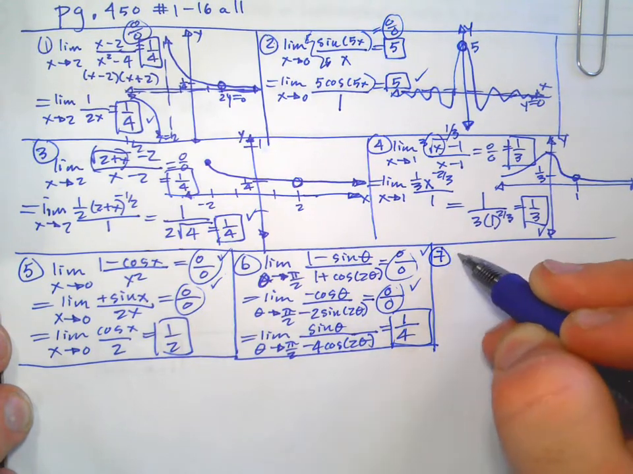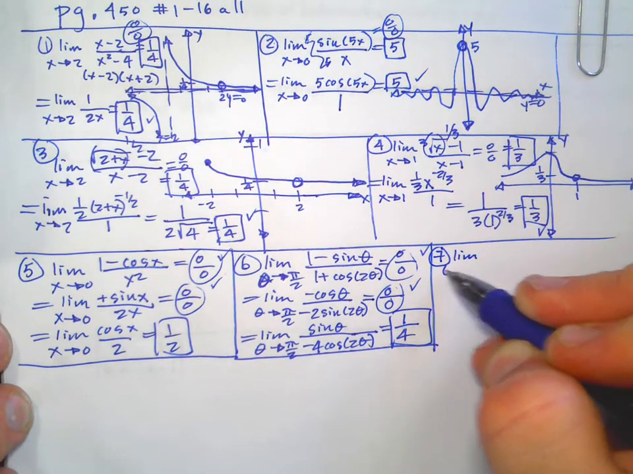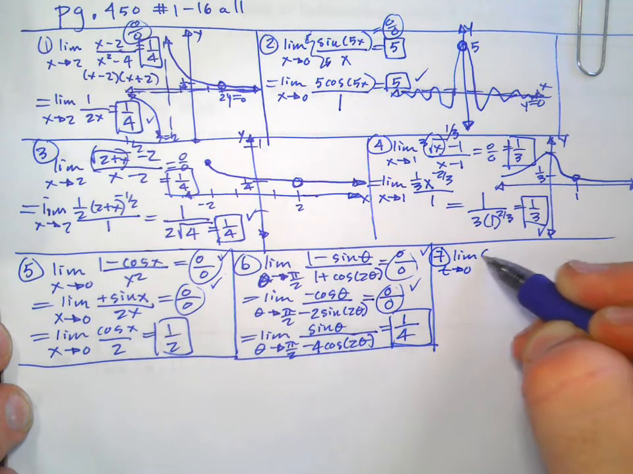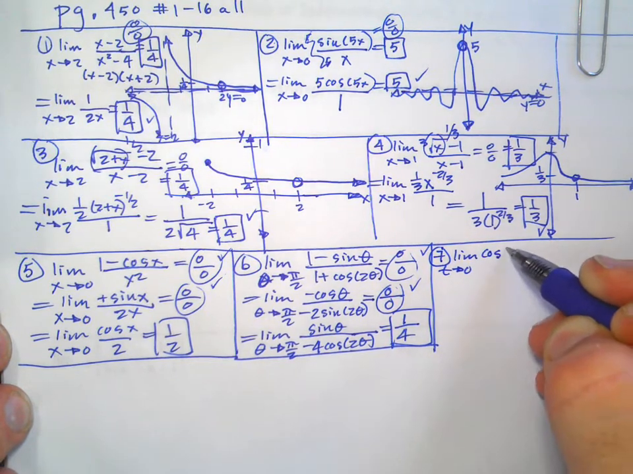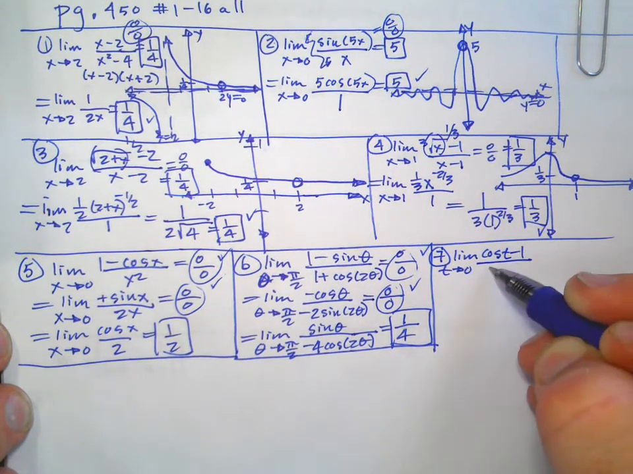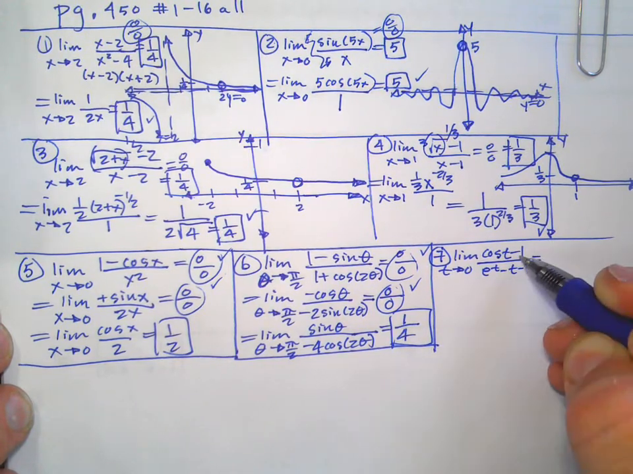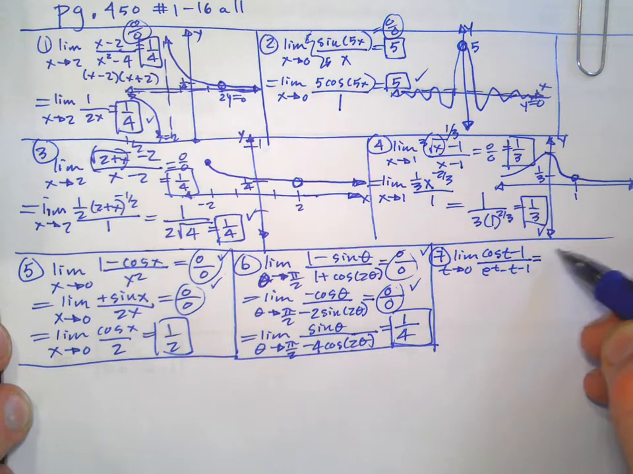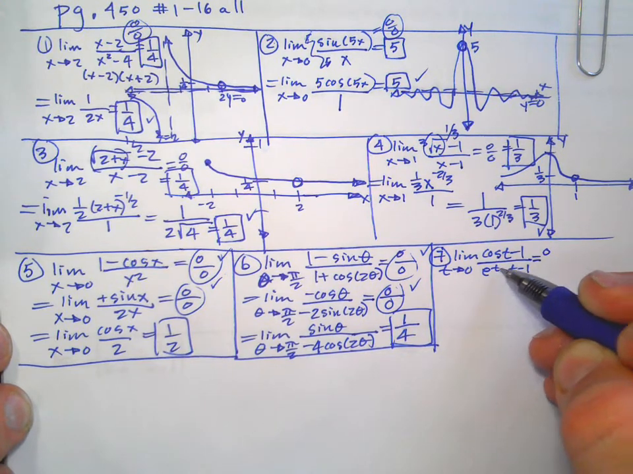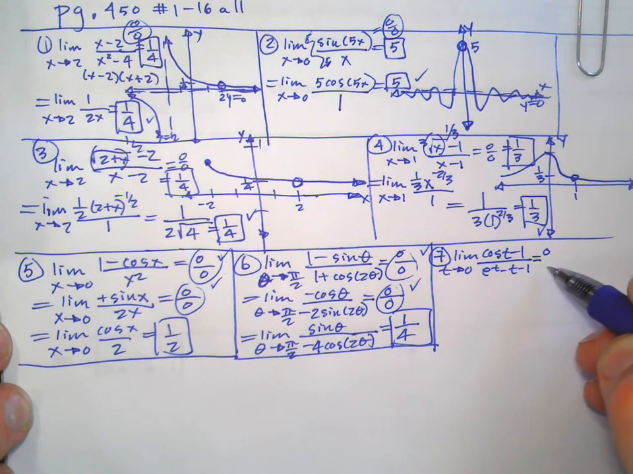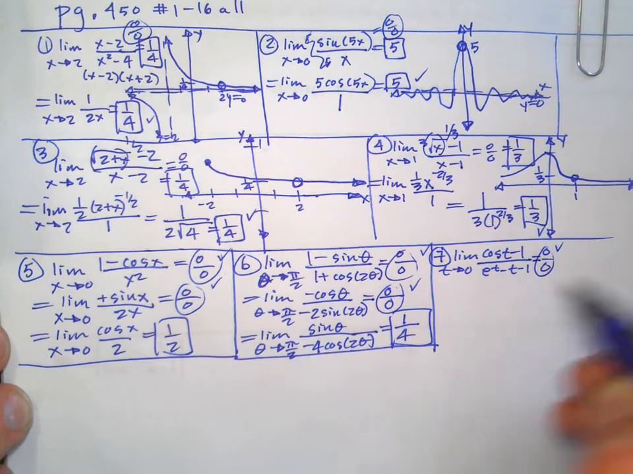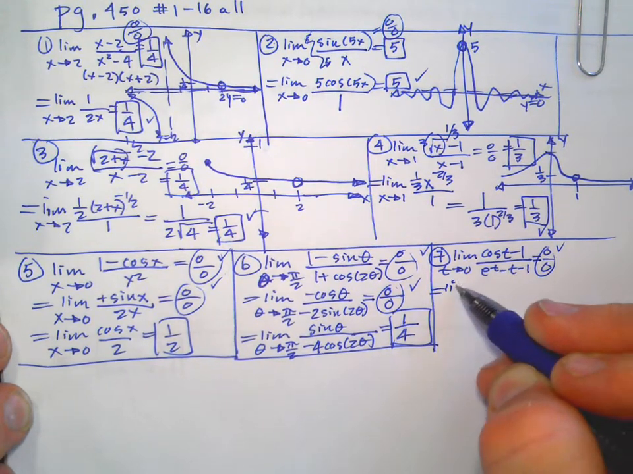Okay, 7, limit as t goes to 0 of cosine t minus 1 over e to the t minus 1. If you plug 0 in, cosine 0 is 1, minus 1 is 0. E to the 0 is 1, minus 0, minus 1 is 0. So we're going to do L'Hopital's rule.